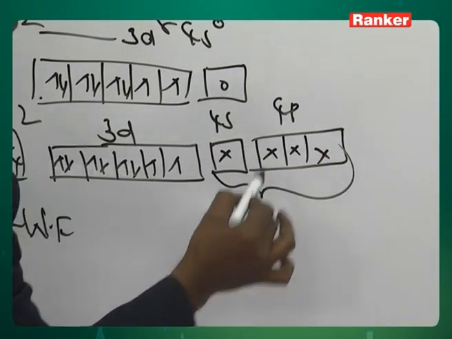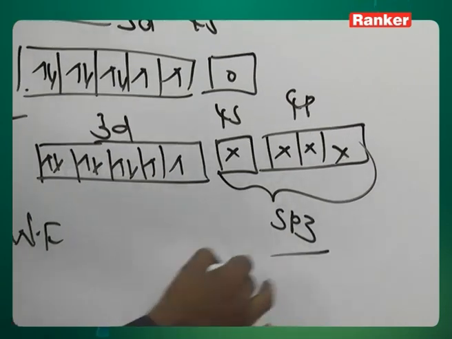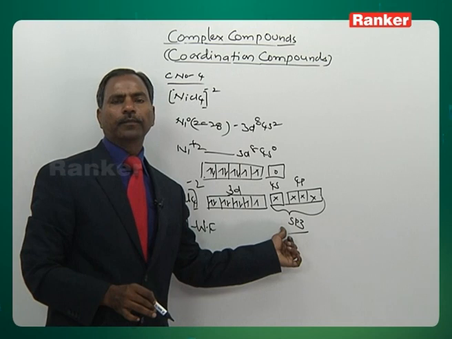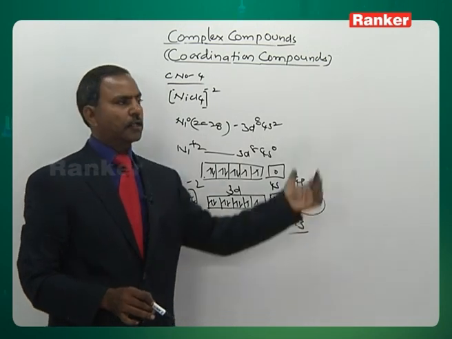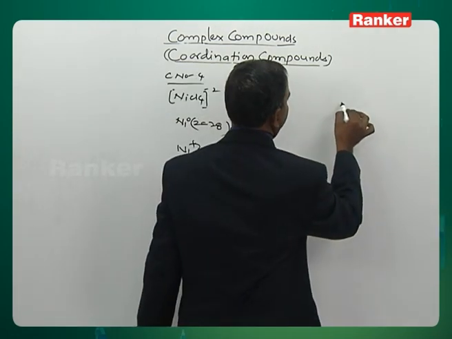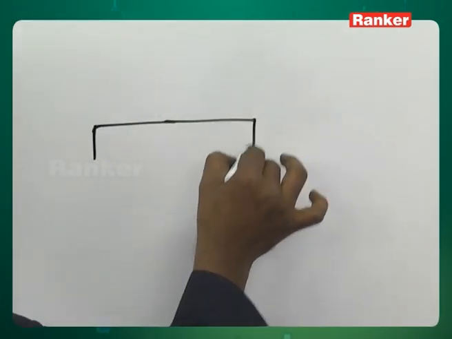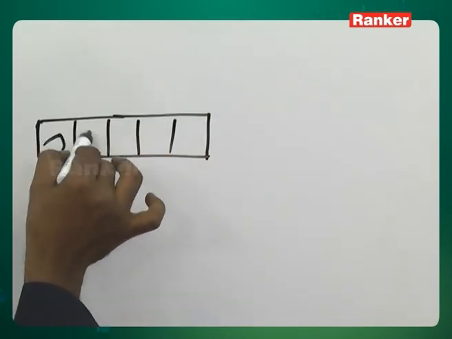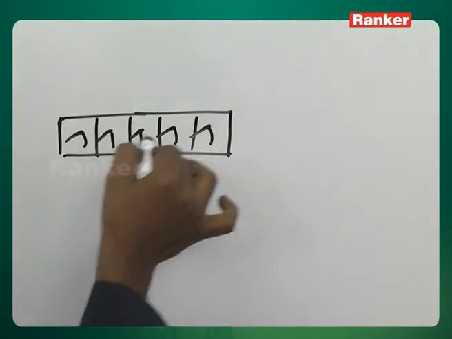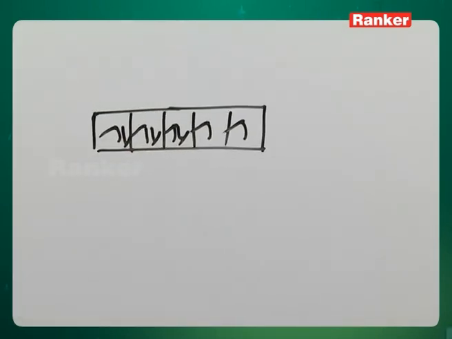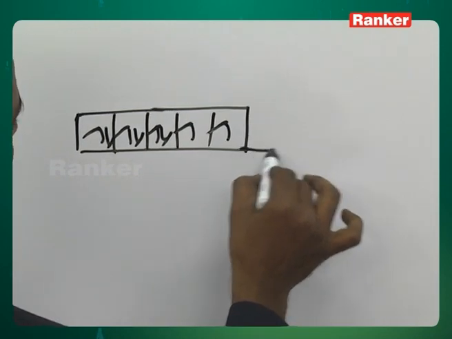This particular hybridization is what now? sp3. The hybridization is sp3 for nickel tetrachloride. Then let us show the splitting of d orbitals. Now you have to write the tetrahedral splitting. Tetrahedral splitting, d8 electronic configuration, look here.